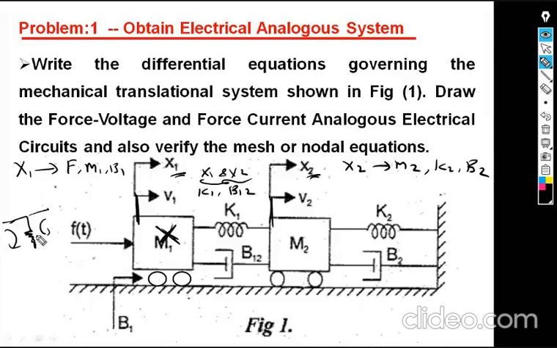Now once you extract, while solving the problem the first step is to observe how many displacements are there. After that, we observe which elements are connected to each displacement. Once you observe the elements connected to that particular one, then draw the free body diagram. Now I am going to draw the free body diagram.